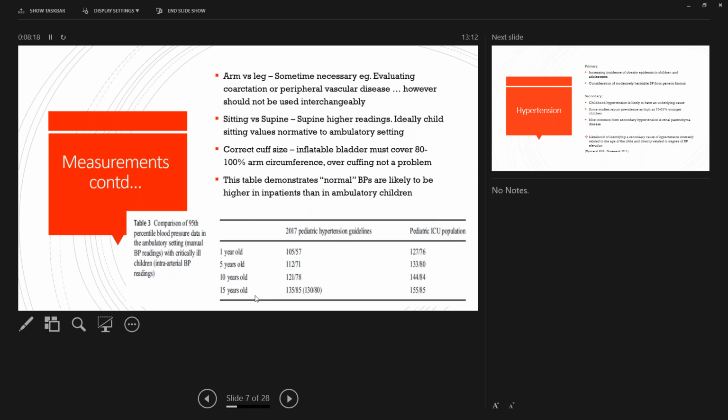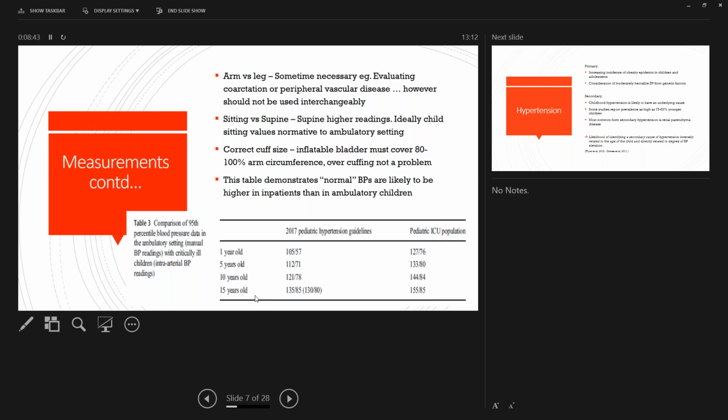So correct cuff size is another important one. The inflatable bladder must cover 80 to 100% of the arm. A lot of the time, blood pressure cuffs that are used in children are too small, and too small a cuff will overestimate the blood pressure. I think the cuffs are difficult because a lot of them say adults, and you may look at a 5-year-old child and think, why would I use an adult cuff? But actually when you try and fit it around the arm, that is the size that fits the child.